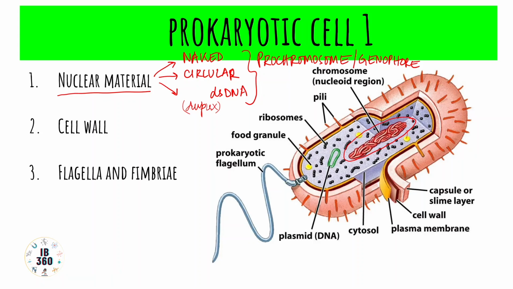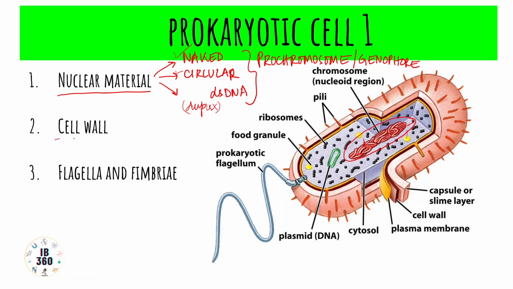It is definitely a duplex, but it is circular. That means it is closed. It is complete and closed. And why naked? Because it lacks proteins like histones, and it lacks a nuclear covering. There is no nuclear covering. It is in direct contact with the cytosol, as you can see in this diagram. There is no nucleoplasm to protect it or to envelop it. So all these adjectives can very aptly describe a bacterial nuclear material.